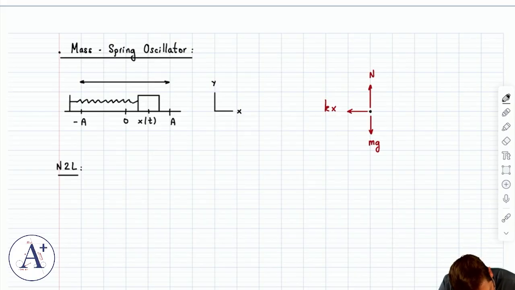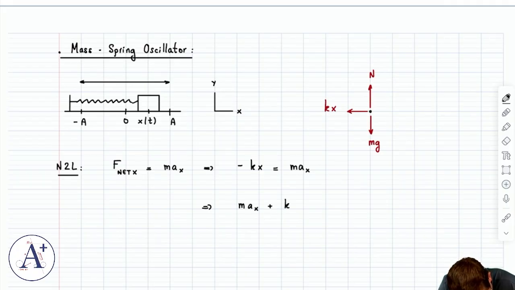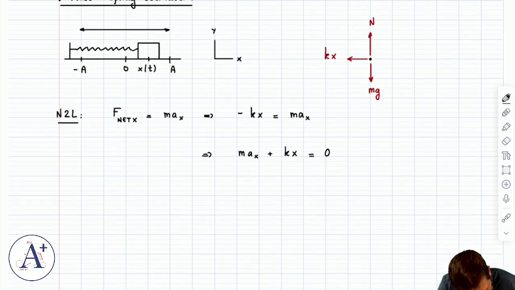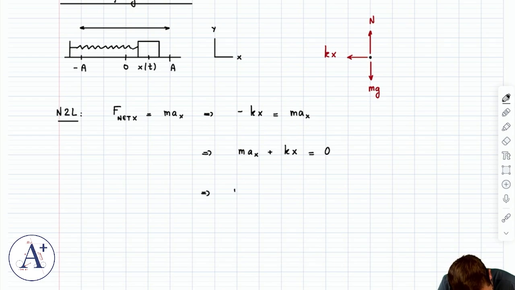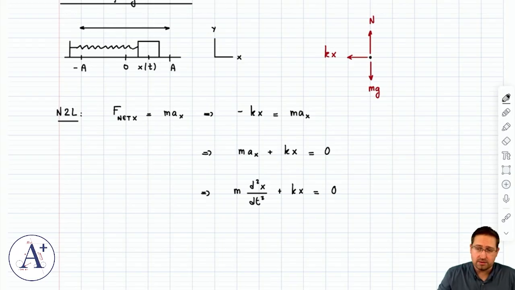Okay, well, Newton's second law says what? It says that F net x is equal to m a x. So minus kx is equal to m a x. So that means that m a sub x plus kx is equal to 0. And then I need to recall that acceleration is the second derivative of position, because v sub x is dx/dt and a sub x is dv_x/dt. So the second derivative of position is acceleration.